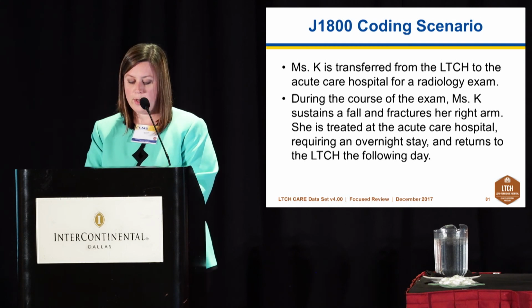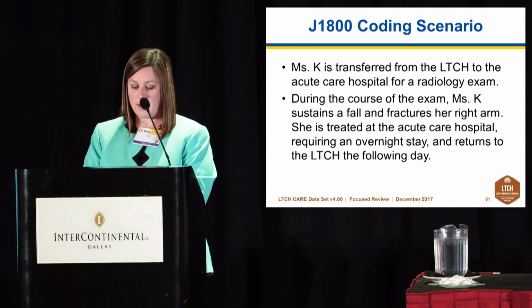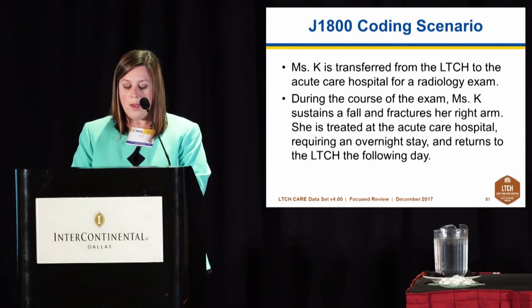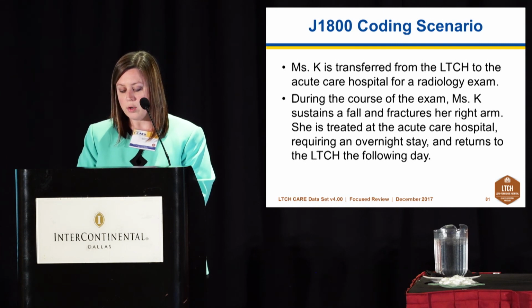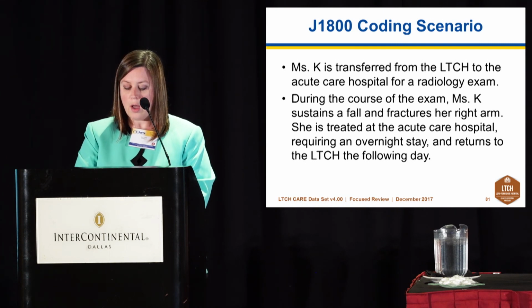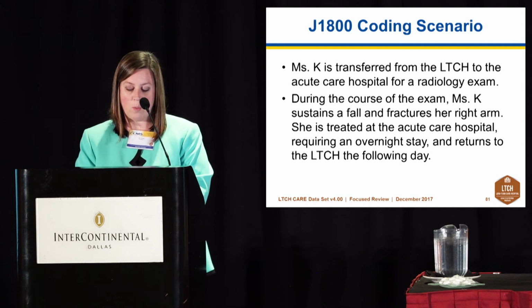So let's try a couple coding scenarios for J1800. Mrs. K is transferred from the LTCH to the acute care hospital for a radiology exam. During the course of the exam, Mrs. K sustains a fall and fractures her right arm. She is treated at the acute care hospital and requires an overnight stay, but then subsequently returns to the LTCH the following day. How do we code J1800?